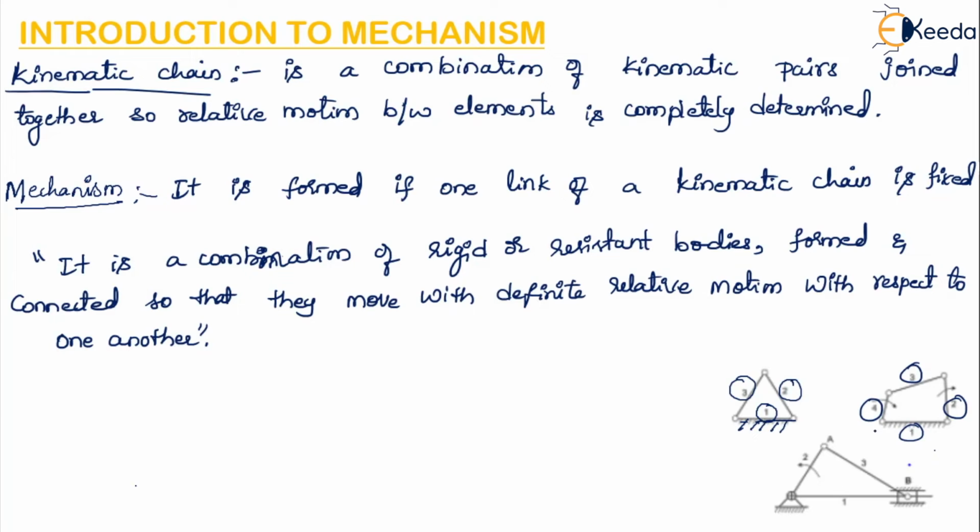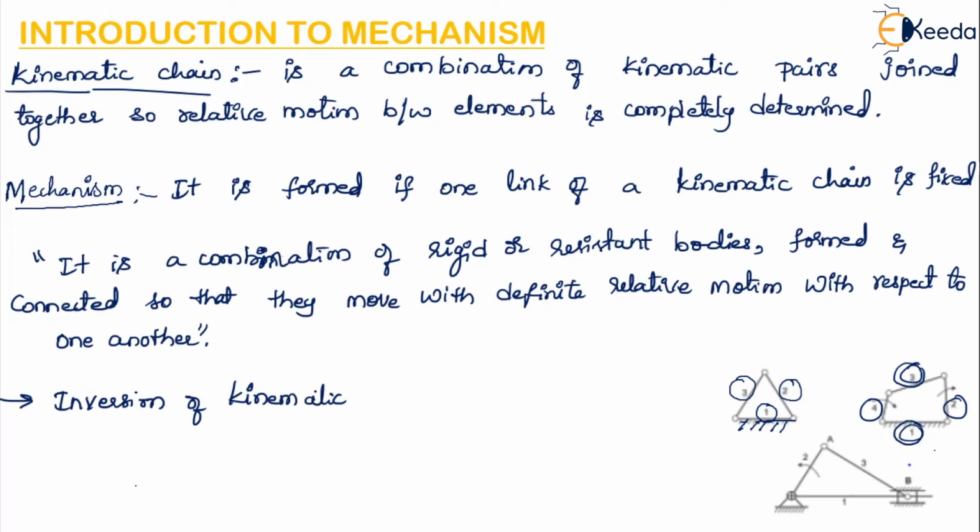So link 1 is fixed, link 2 is rotating or revolving with respect to this link 1. Okay, so the same way this link 3 is idle and link 4 is also revolving here. So in this way they will have relative motion which is definite with respect to one another. So you can form many mechanisms by fixing different elements of the same chain, and this is known as inversion of kinematic chain. So what is inversion?